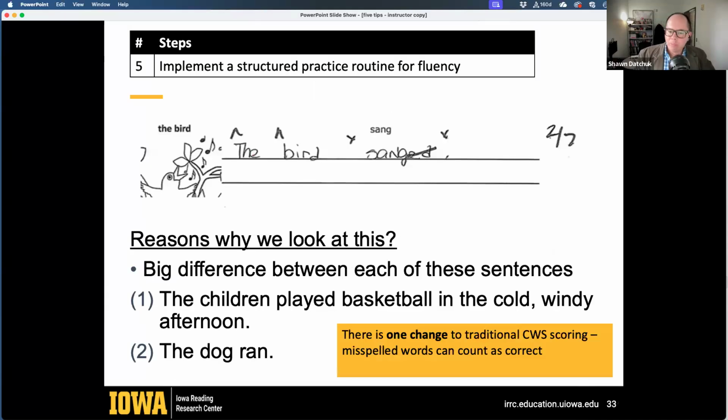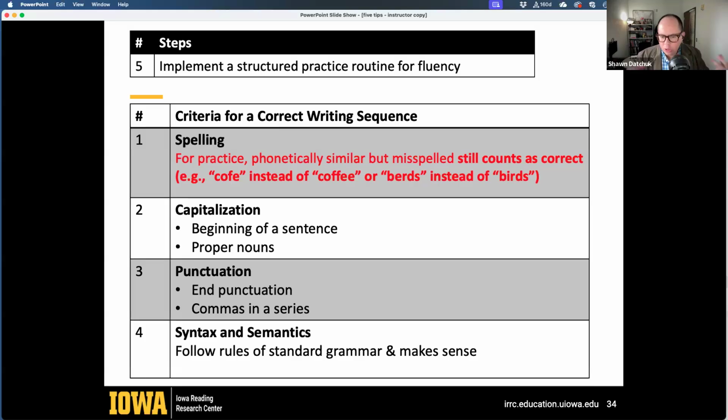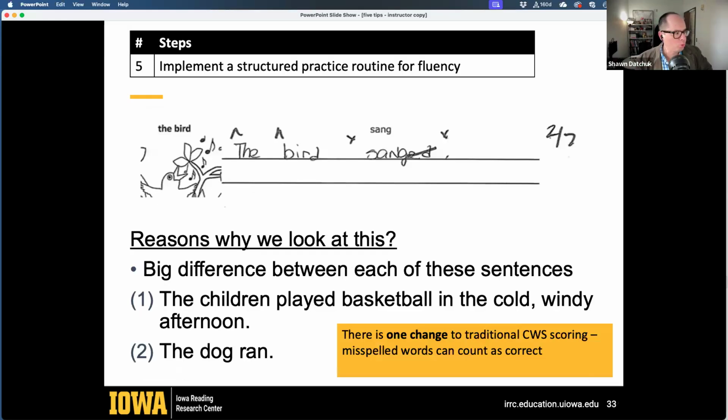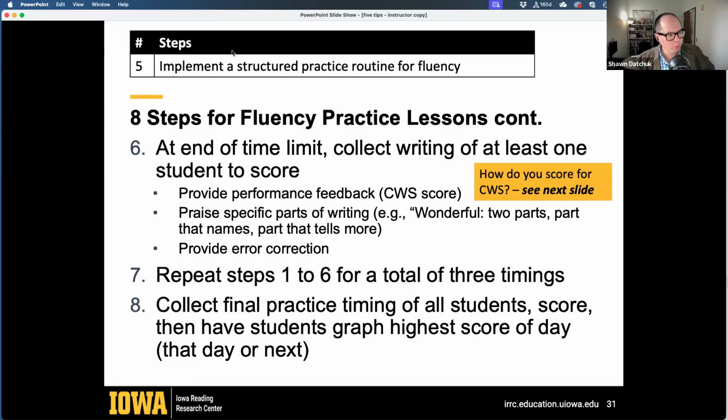Chances are it's going to take you a little bit of time to get used to correct writing sequences. So hopefully you have scored it for something, perhaps individualized education programs, IEPs. Again, this is slightly different in that we've loosened up some of the spelling restrictions. I would still keep the strict spelling rules for progress monitoring or universal screening, but for this practice, we've loosened up the rules. Then we provide performance feedback, and we would highlight for them, oh, look at all these points you're getting when we're scoring this.